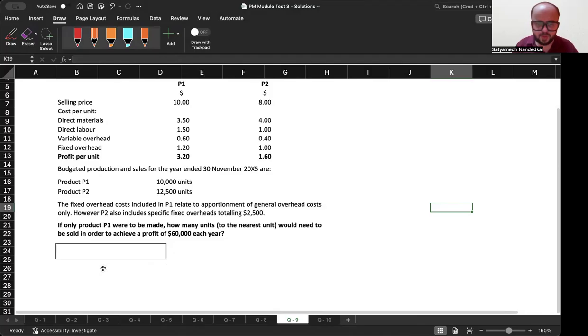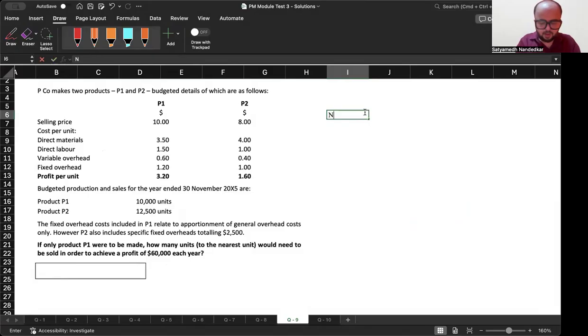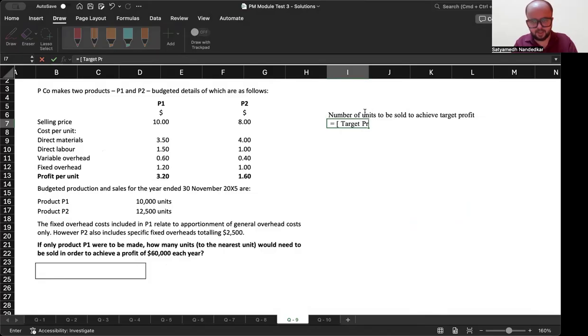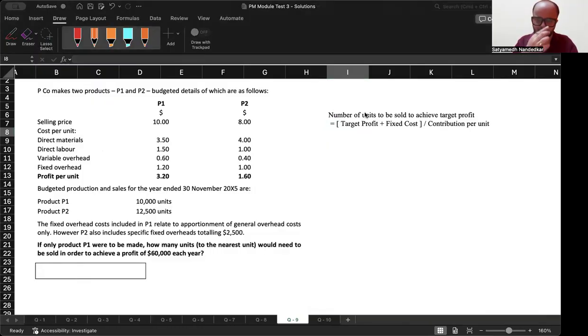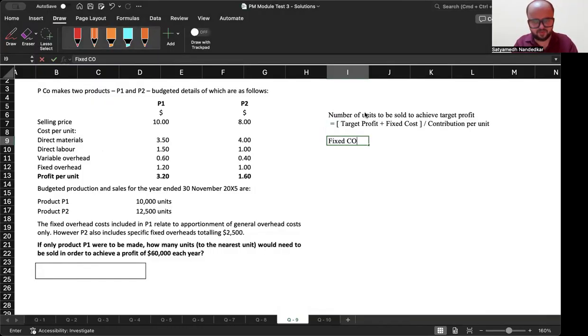See, what they have asked you is how many units would need to be sold in order to achieve a profit of 60,000. Okay, so number of units to be sold to achieve target profit. This is basically target profit plus fixed cost upon contribution per unit. Okay.